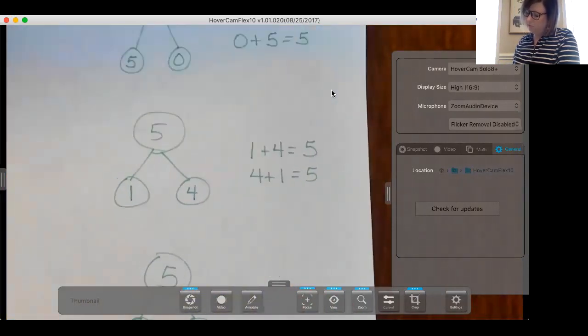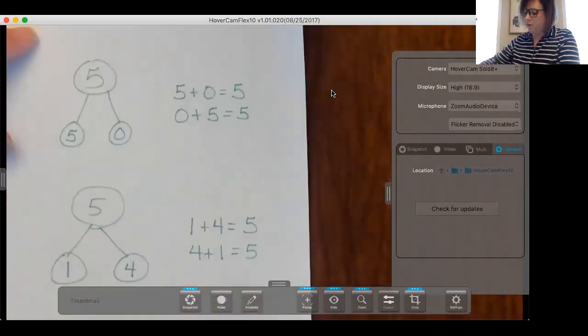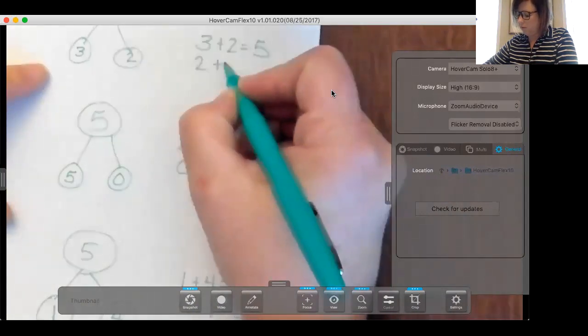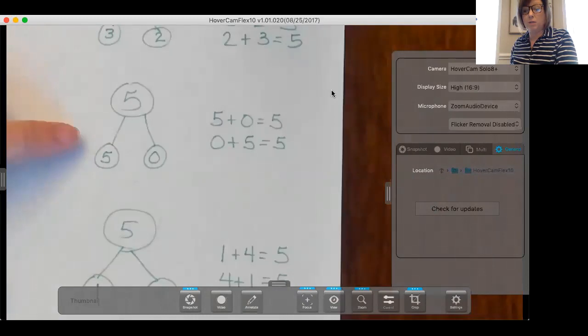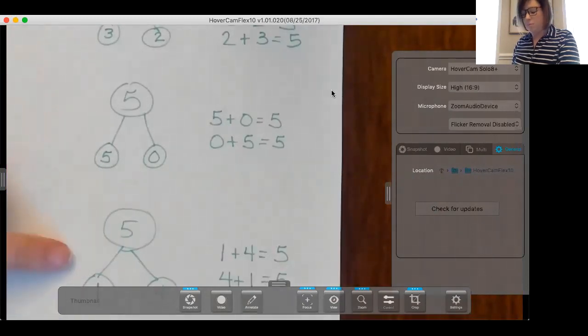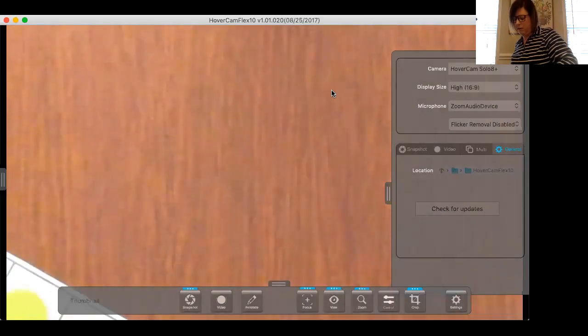All right, so that's about all we can do with that one. 0, 1, 2, 3, and 4, yeah. Okay, so those are your different ways that you can make 5. You could do 2 plus 3 and 3 plus 2, 5 plus 0 and 0 plus 5, 1 plus 4 and 4 plus 1. Okay, so we have been working with our 5 frame this week.